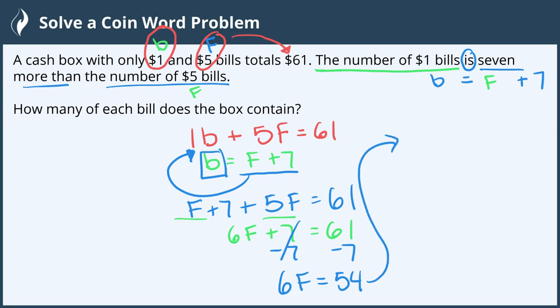We're running out of room, so I'll come up here. Then we take 6F equals 54, divide both sides by 6, and we get F equals 9. This means that there are 9 $5 bills.